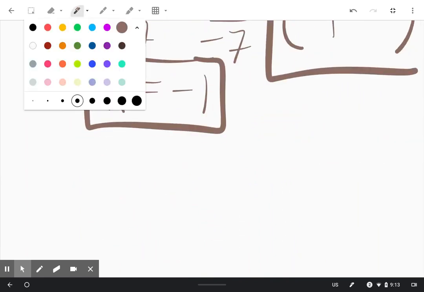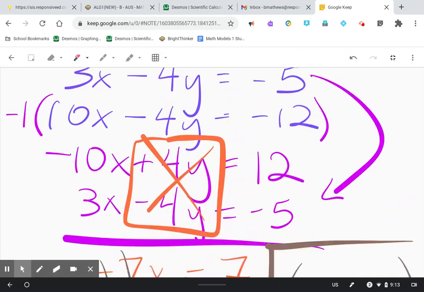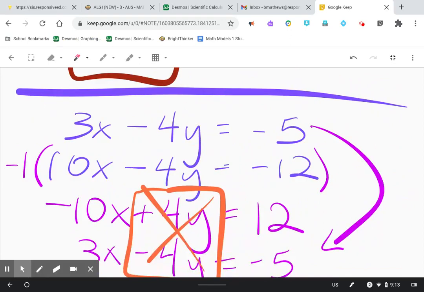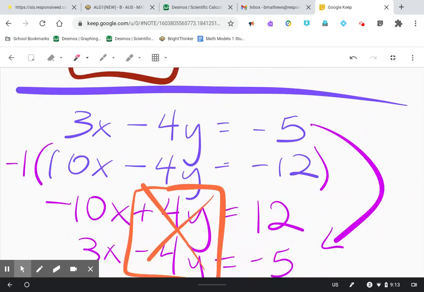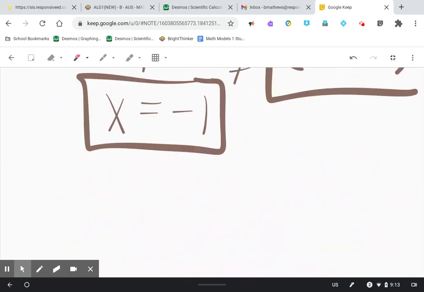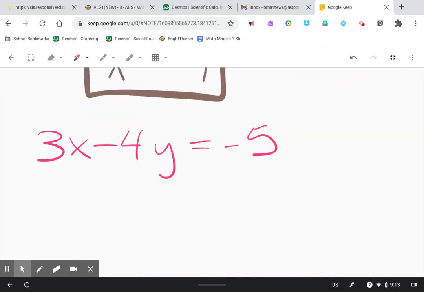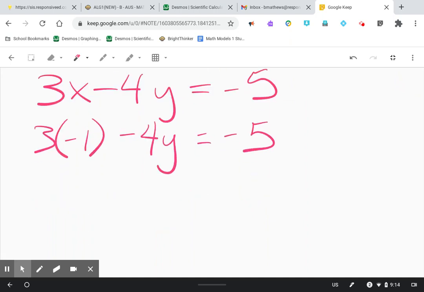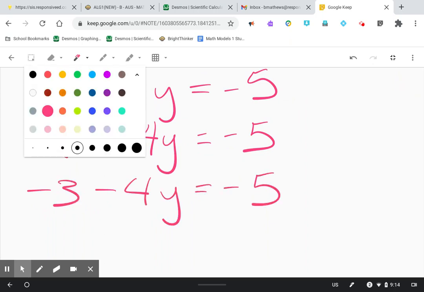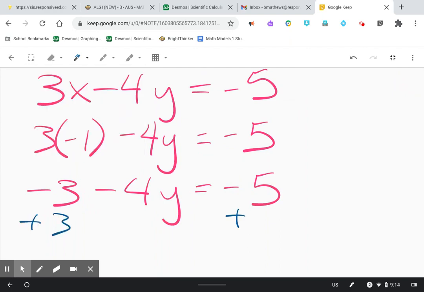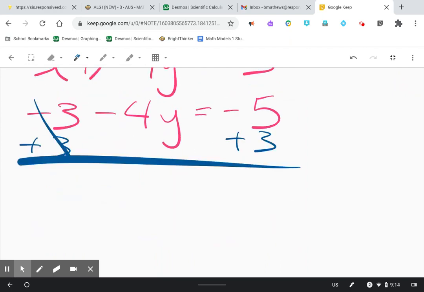And then I take that x equals negative 1, I go back up, and I try to find an equation that I can use. I use either one of the original equations. Let's go ahead and use 3x minus 4y equals negative 5. I'm going to plug in negative 1 for x because that's the solution that I got. That's negative 3 minus 4y equals negative 5. I'm just doing basic algebra here. Add 3, add 3. That goes away.